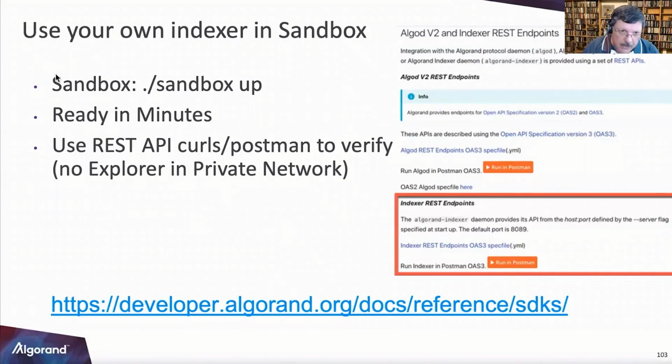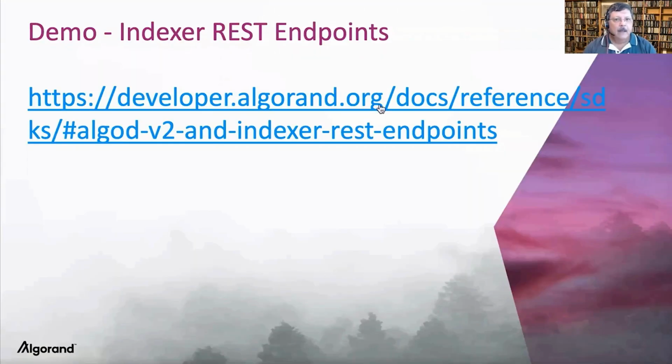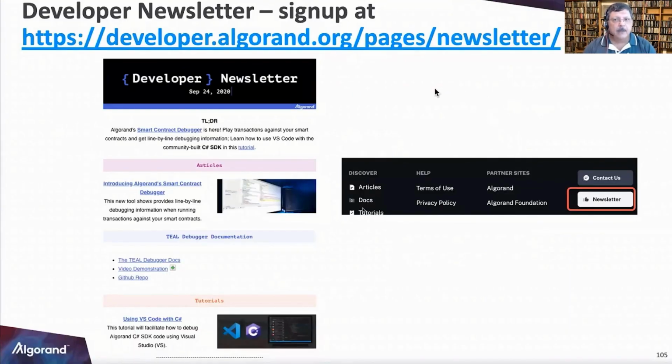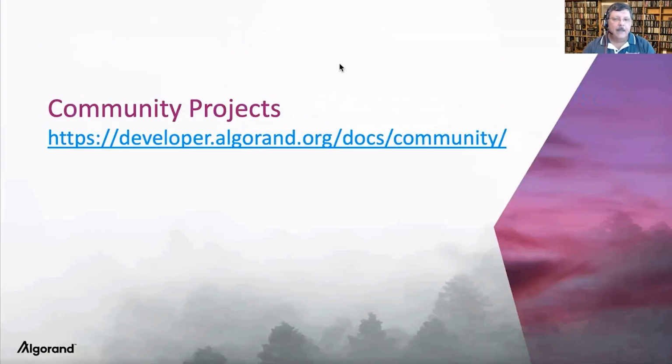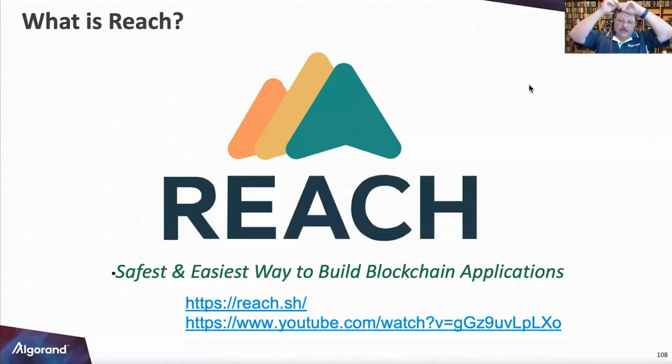All right, information you can actually use. Our reference docs have a run in Postman. If you want to do REST API calls, just hit that, boom, you're up in the Postman environment. Also, we have the newsletter, like we talked about. Community projects is a great community page under developer.algorand.org/community. And then we have a great product called Reach, actually.